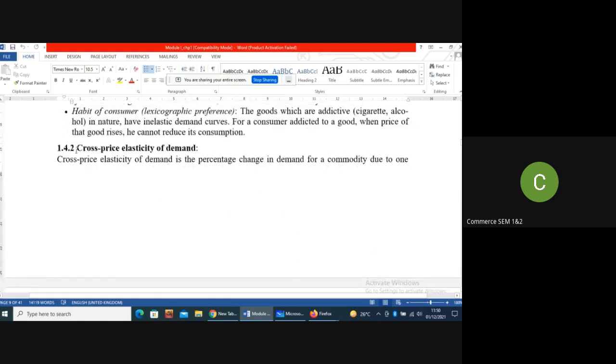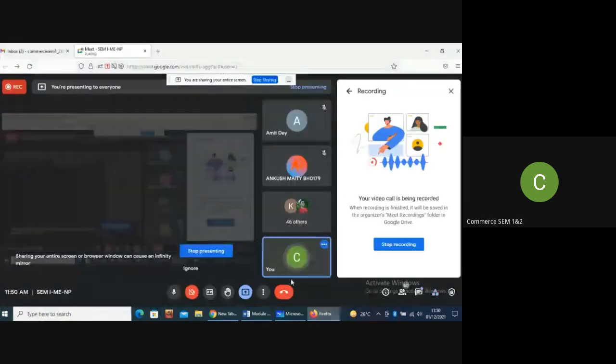Now come to the next point, cross price elasticity. Okay. Now if someone wants to leave the class, they can leave it whenever you want.